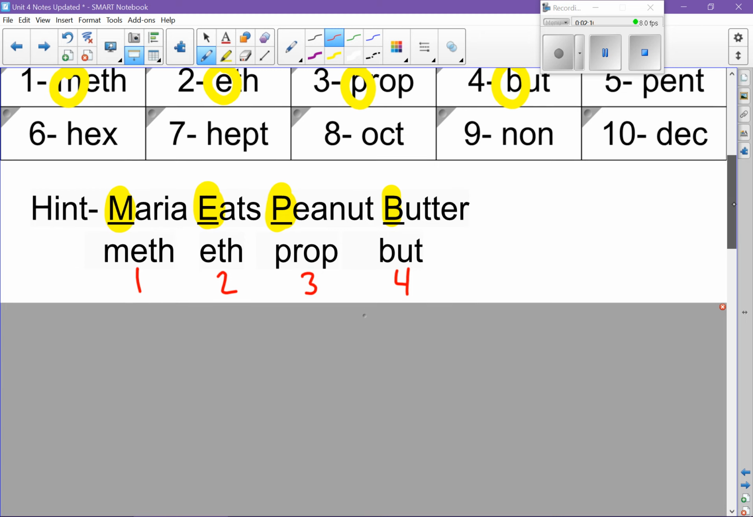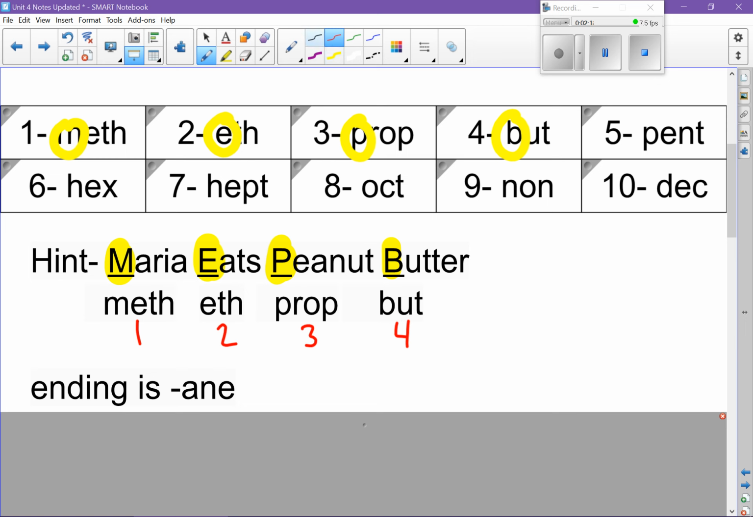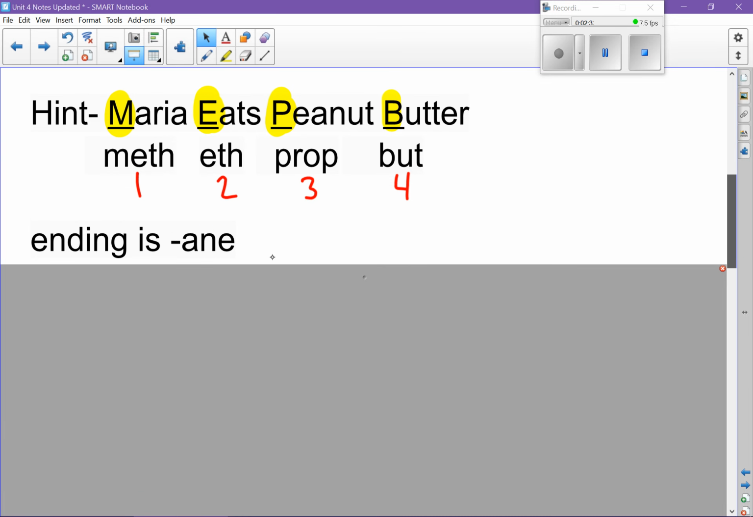So that's the prefix, that's the beginning of each name. The ending for all of these will be ane. So what that means is I will have methane, ethane, propane, butane, pentane, hexane, heptane, octane, nonane, decane. So all of these alkane endings are ane.